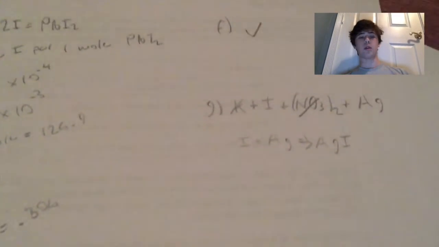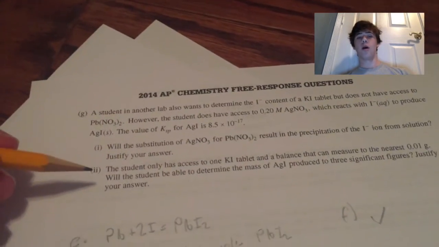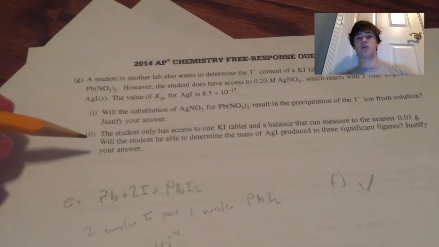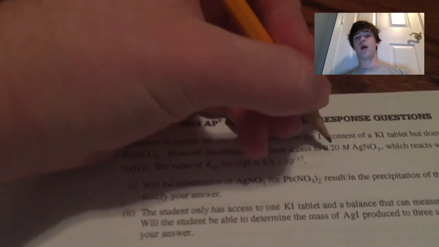And what that means essentially is that we're going to have a combination of silver and our iodide that forms a precipitate. Second part, it asks you if the student only has access to 1 potassium iodide tablet and a balance that can measure to the nearest 0.01 grams, will the student be able to determine the mass to the nearest significant figure? And the answer is no.